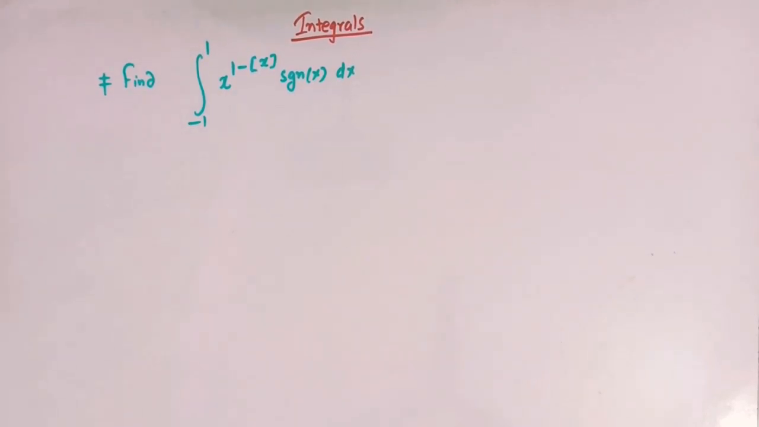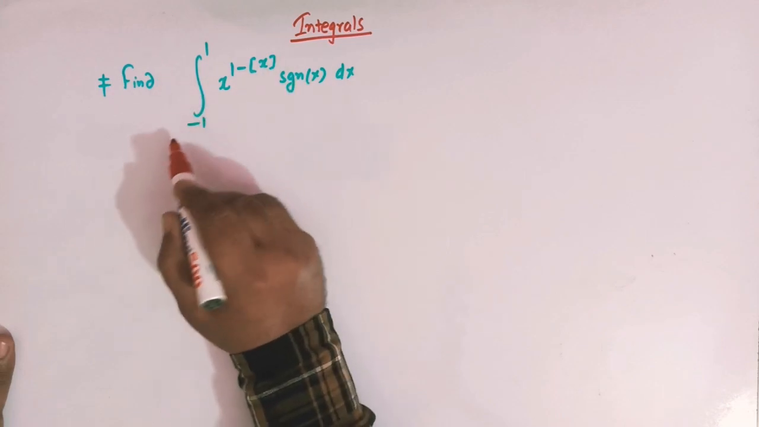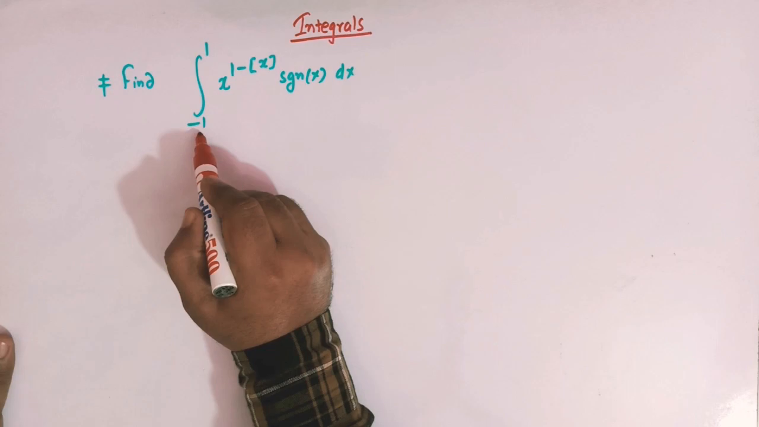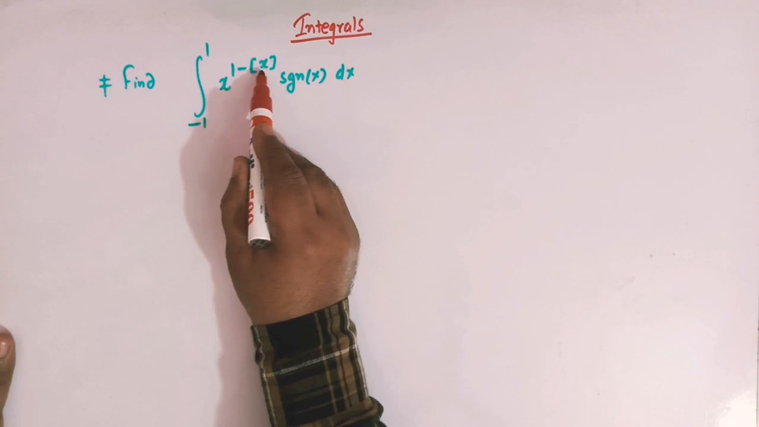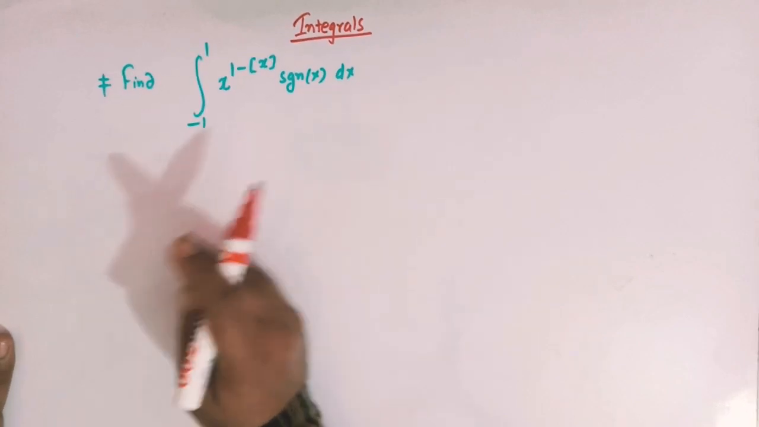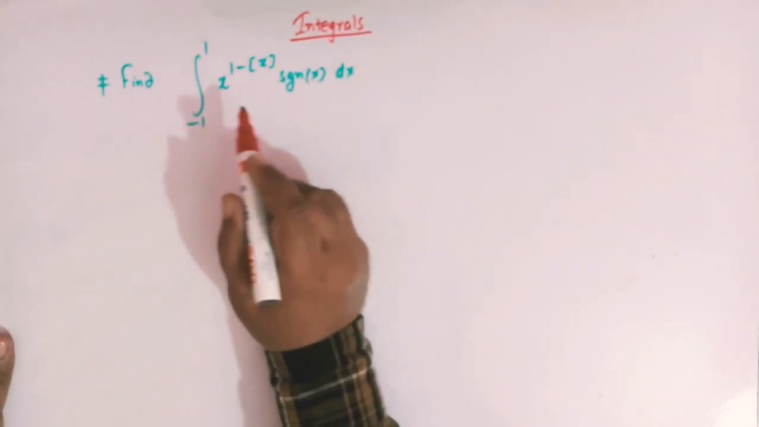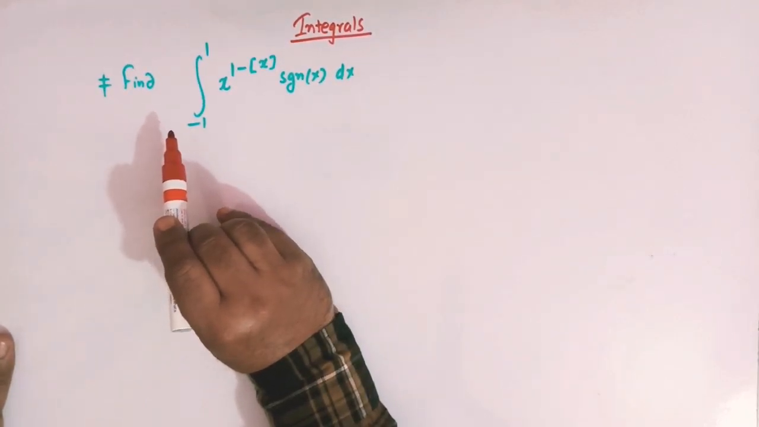Hello viewers, in today's class we are going to solve yet another very important and conceptual problem from definite integrals. So we have to solve this integral from -1 to 1, and here we have x raised to 1 minus greatest integer of x, and here we have signum of x. In this problem, both the greatest integer function and the signum function are involved.